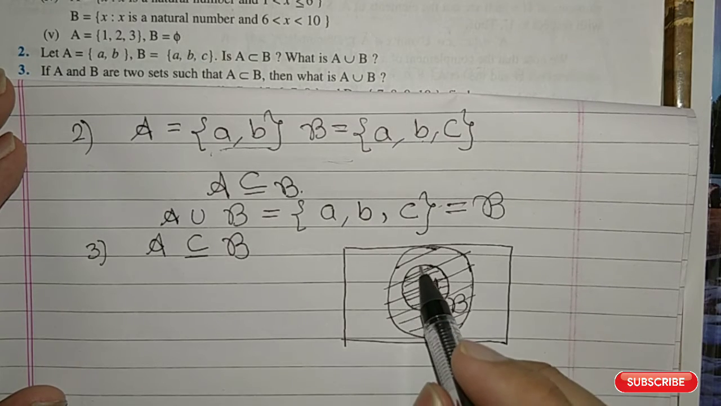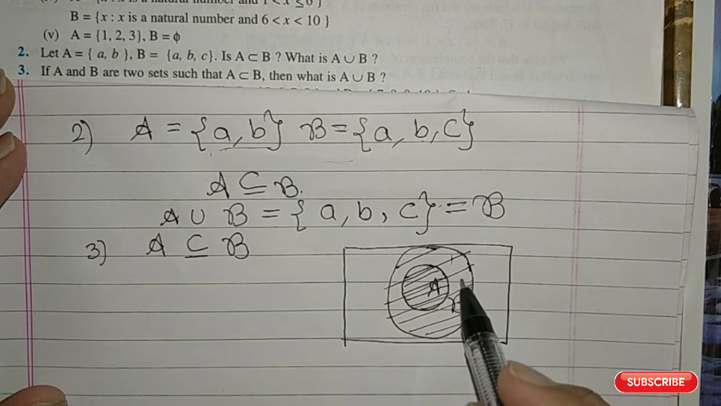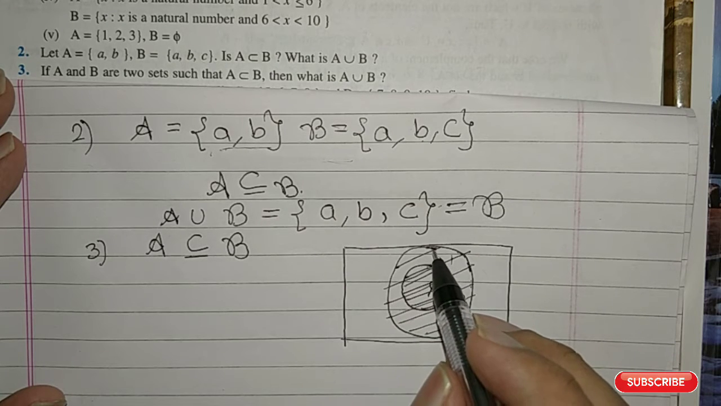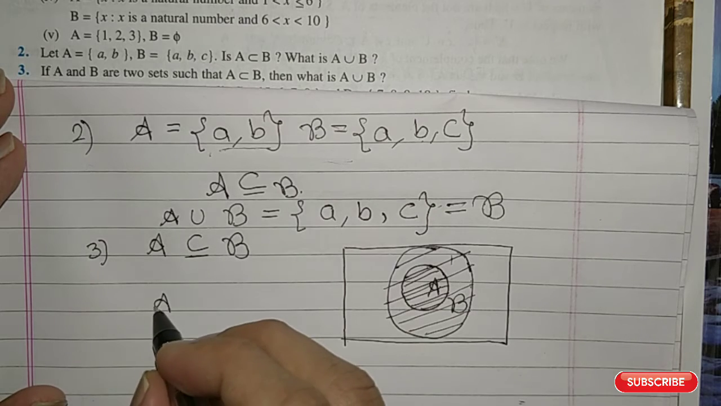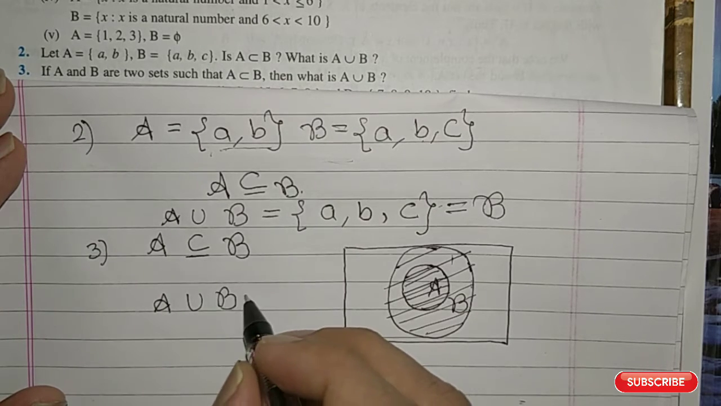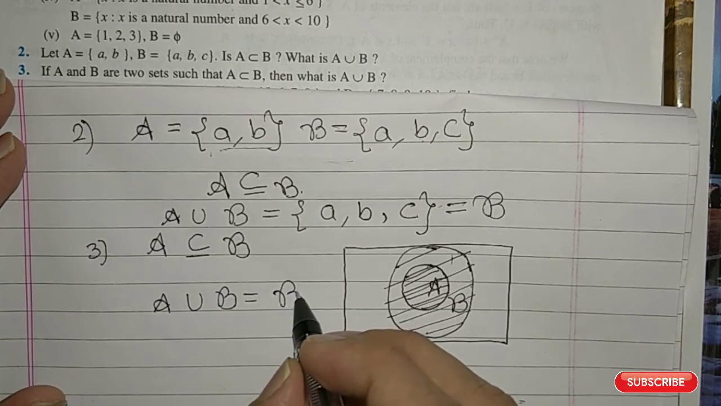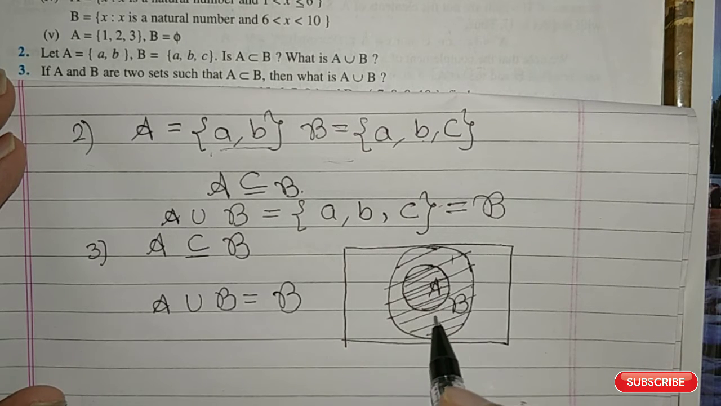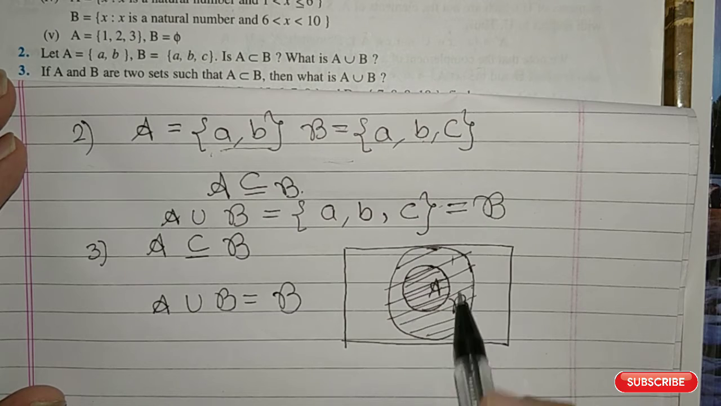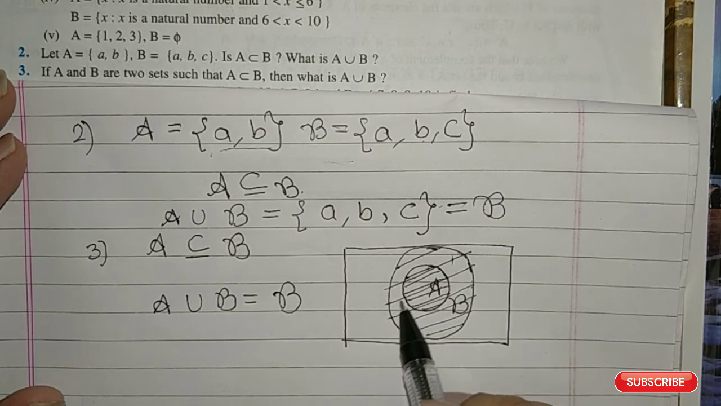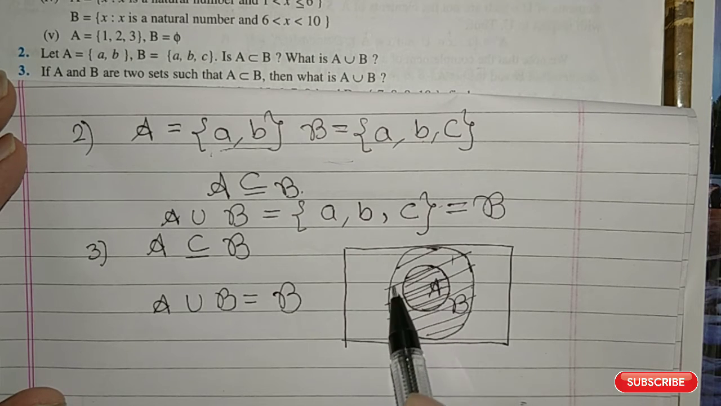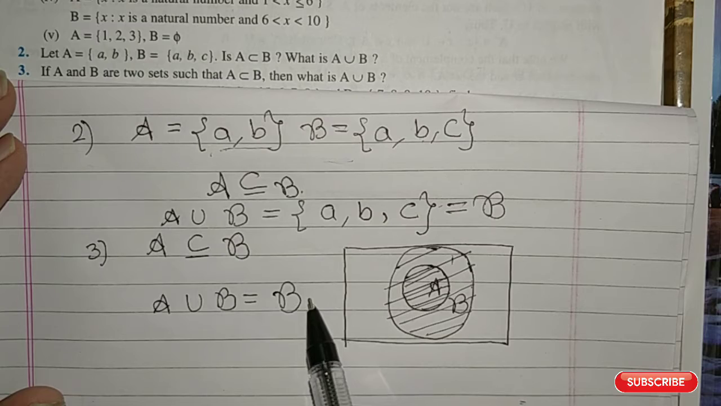Now what is the union? You can see that the union is nothing but the set B only. So A union B is equal to the set B, because all the elements of A are in B, so while taking the elements of B, you are also taking the elements of A. So the union will be the set B.